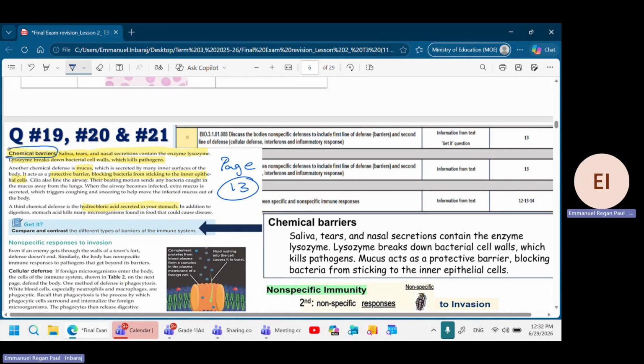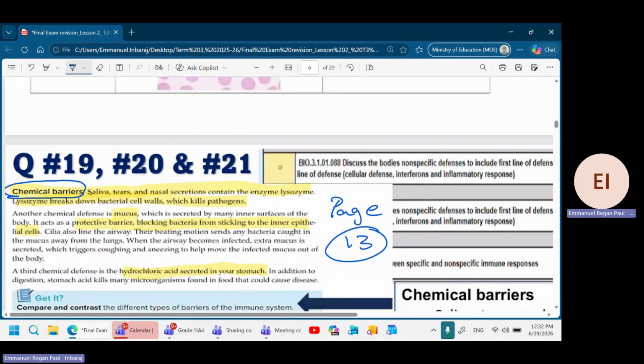The second one is chemical barrier. So there are some chemicals in your body. Okay, let's see what are they. I'll zoom it for you. Yes, you see. Saliva, tear, the nasal secretions, they contain an enzyme called lysozyme. You see, this is something important. It contains an enzyme called lysozyme. Lysozyme breaks down the cell wall of bacteria, which kills pathogen. So this is number 2.